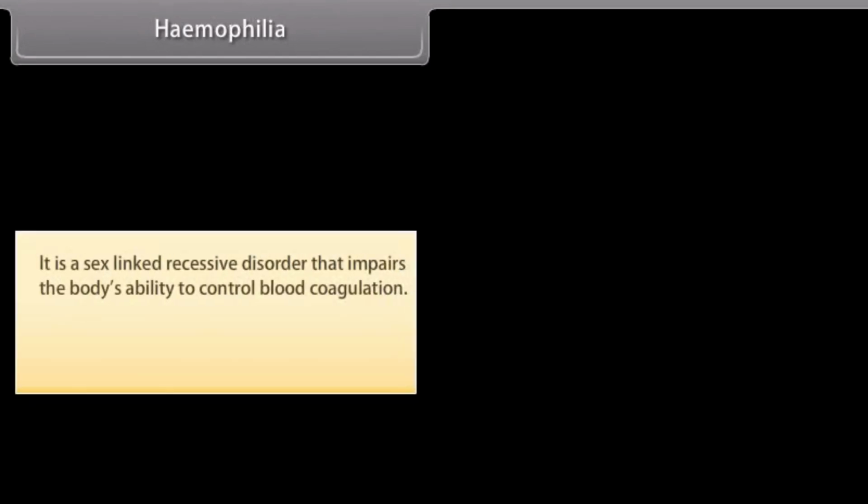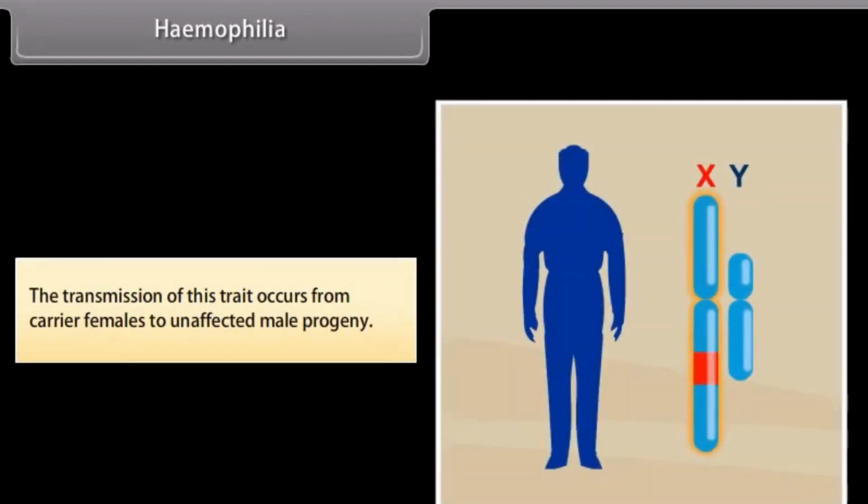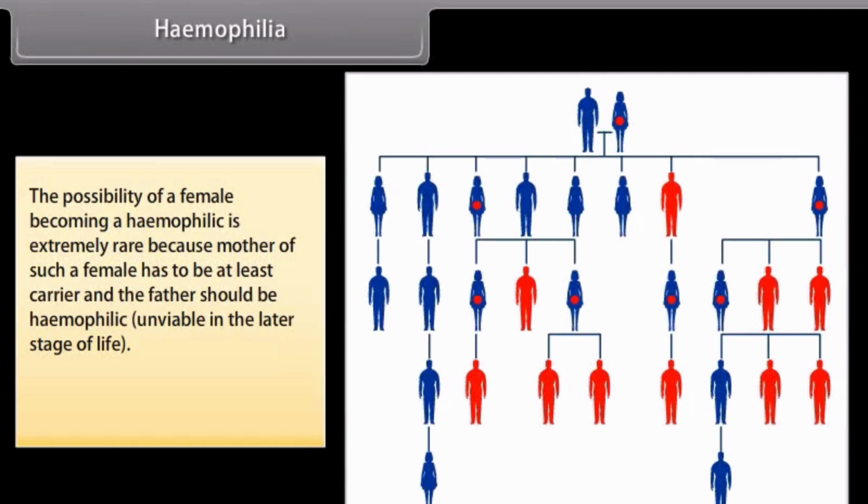Hemophilia. It is a sex-linked recessive disorder that impairs the body's ability to control blood coagulation. It is caused due to the deficiency of certain clotting factors. The transmission of this trait occurs from carrier females to unaffected male progeny. The possibility of a female becoming hemophilic is extremely rare because the mother of such a female has to be at least a carrier and the father should be hemophilic, who is unviable in the later stage of life. The following chart shows the transmission of hemophilia.